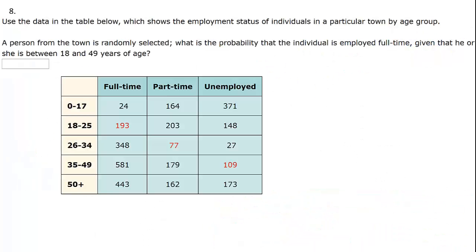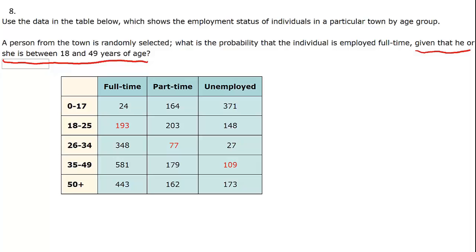Number 8. Use the data in the table below, which shows the employment status of individuals in a particular town by age group. A person from the town is randomly selected. What is the probability that the individual is employed full-time given that he or she is between 18 and 49 years of age? So we have this chart. The columns are the employment status, either full-time, part-time, or unemployed, and the rows are the age groups. We're given that he or she is between 18 and 49 years old.